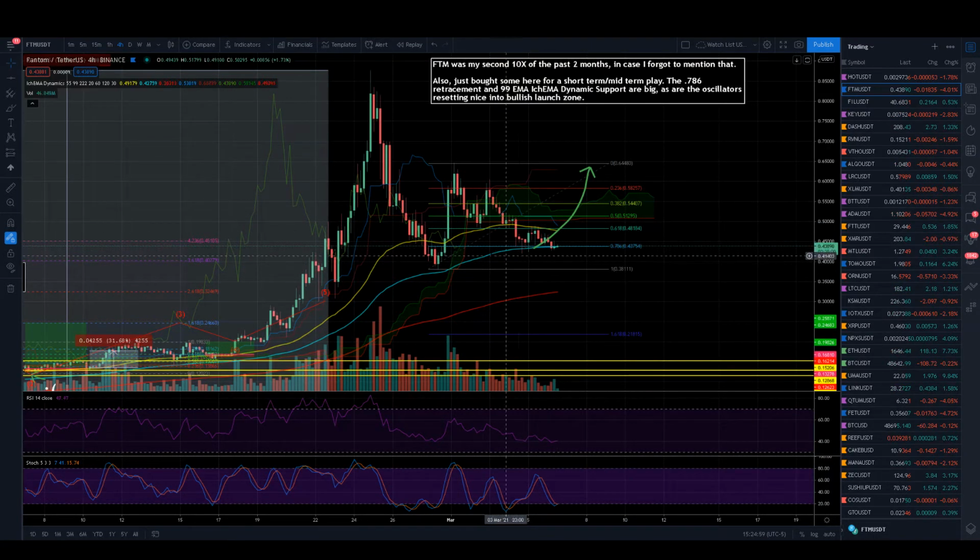So, perfect retrace. Each of my dynamic supports: boom, bounce on the 99 EMA. Support from the 55 EMA. It eventually fails. What happens? Bounce at the 99. Those are each of my dynamic supports, and they're absolutely crushing it.